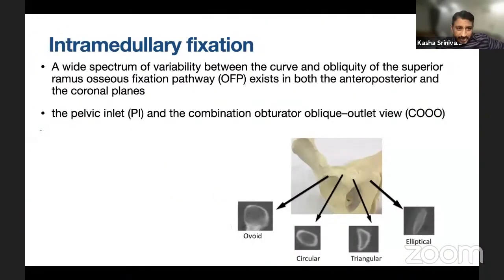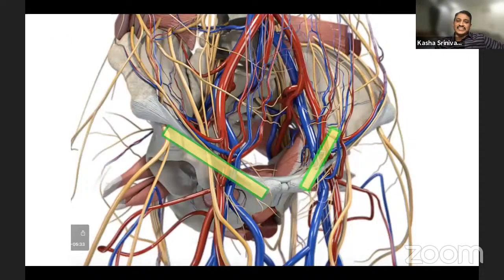The intramedullary fixation: the wide spectrum of variability between the curve and obliquity of the superior pubic ramus makes the osseous fixation pathway relatively complex in case of anterior ring. And the most important views to have here are the pelvic inlet view and obturator outlet view. And these are the osseous pathways through which you pass minimally invasive screw fixation.